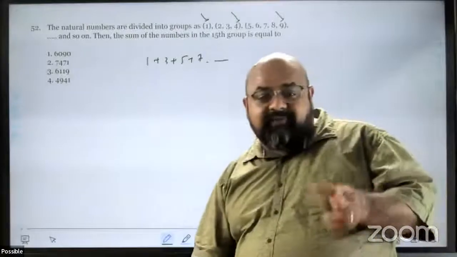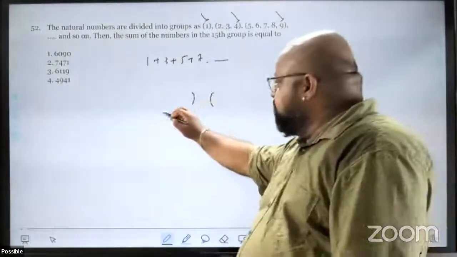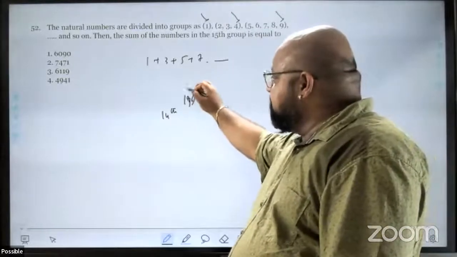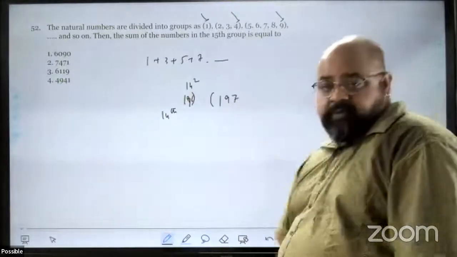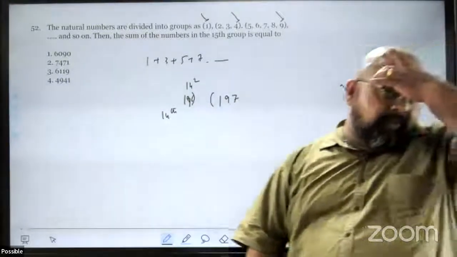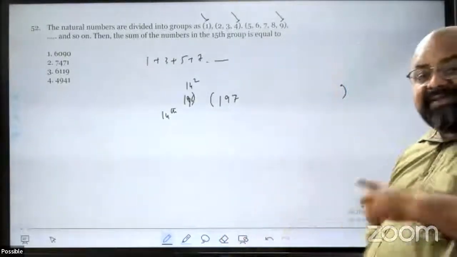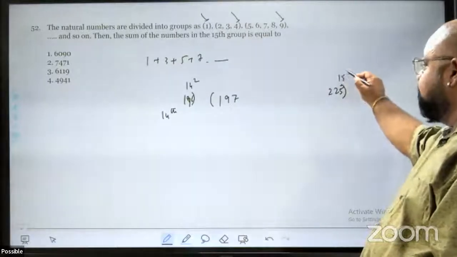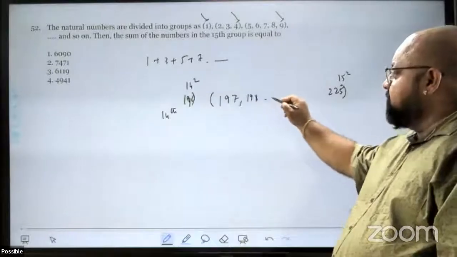We have to find the sum of the numbers in the 15th group. So before the 15th group, the 14th group will end. The last number here will be the square of 14, which is 196. So the 15th group will start from 197, right? It will have the 15th odd number of numbers, and the last number of this group would be 225, square of 15. So we have to find the sum of these terms.